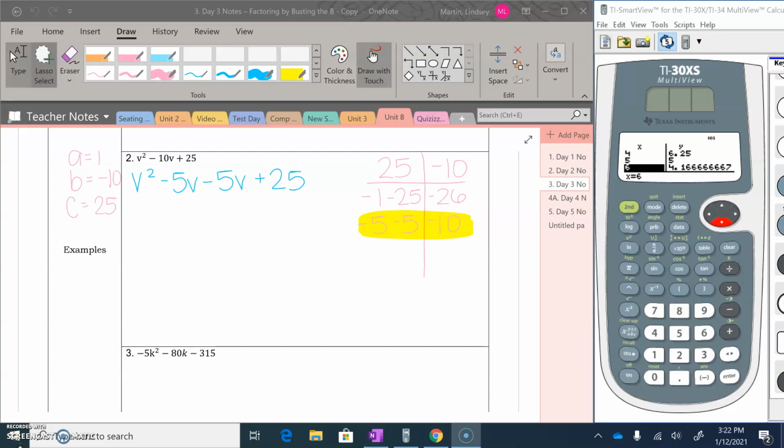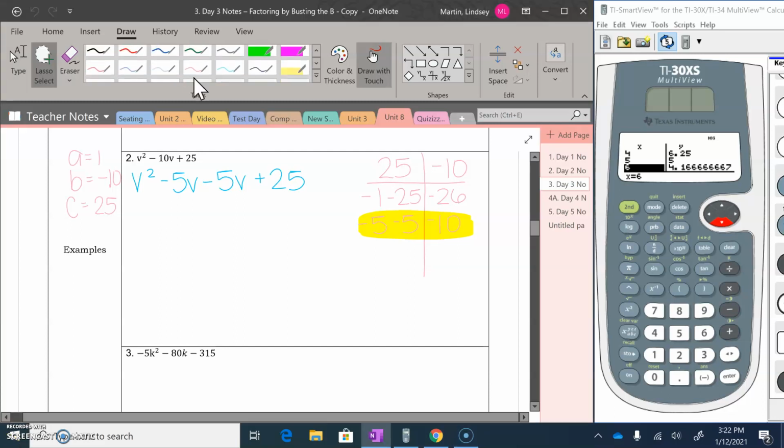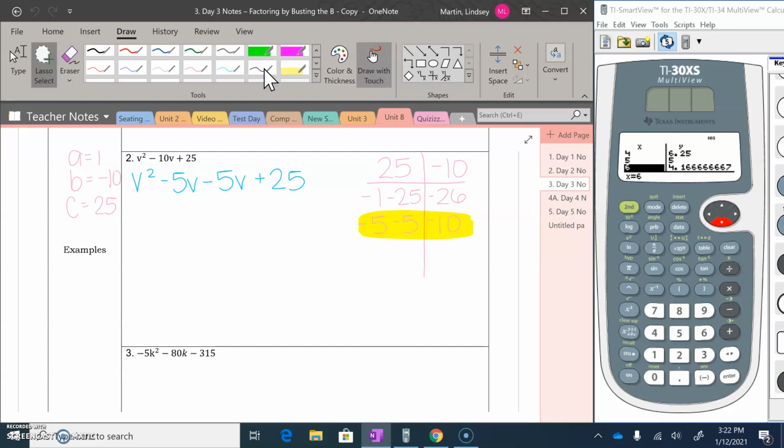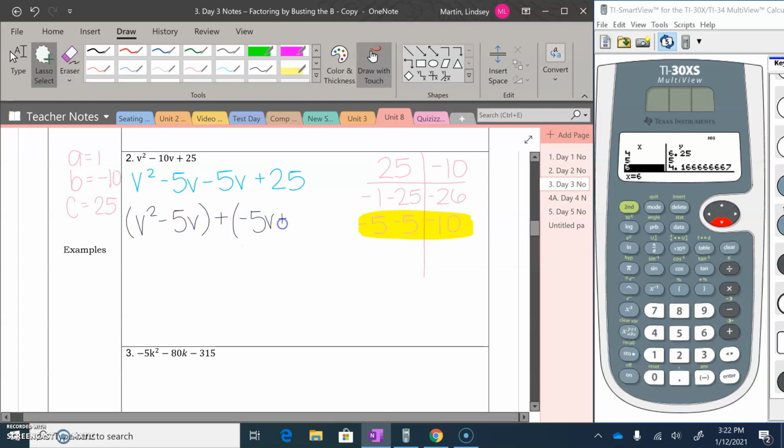Now we're going to group the terms together. Remember that one of the rules when we're grouping is that we have to have a plus sign in the middle of my two groups. So my first group is going to be v squared minus 5v. Then I will put a plus sign in the middle. My second group will lead off with negative 5v plus 25.